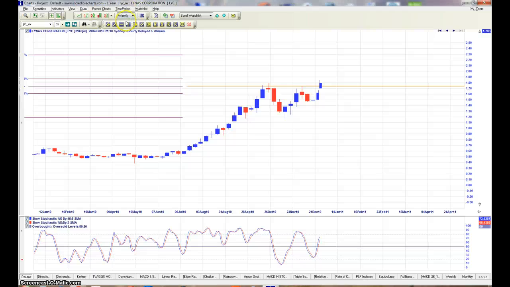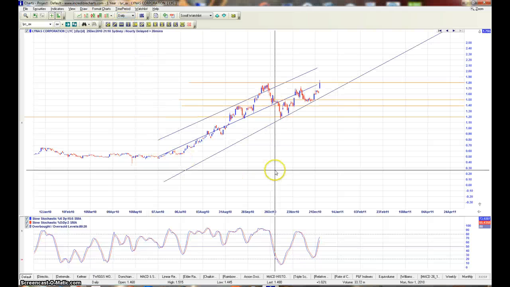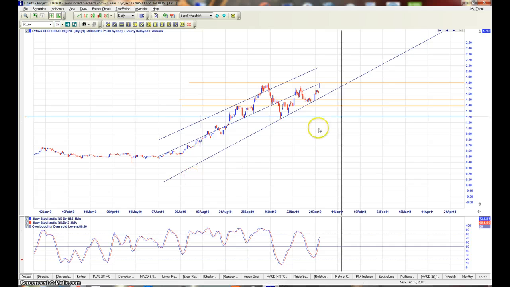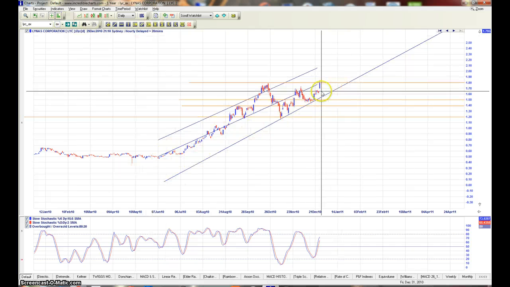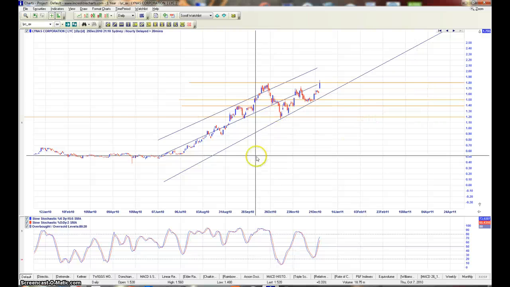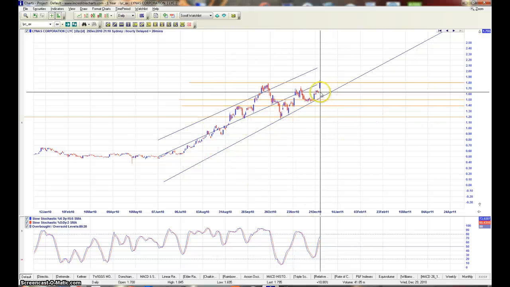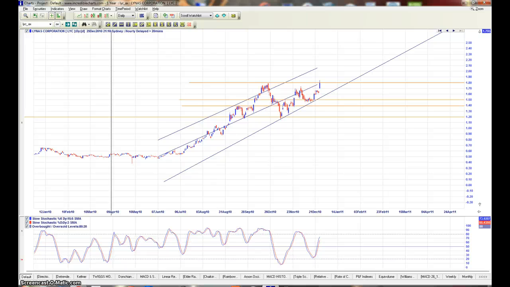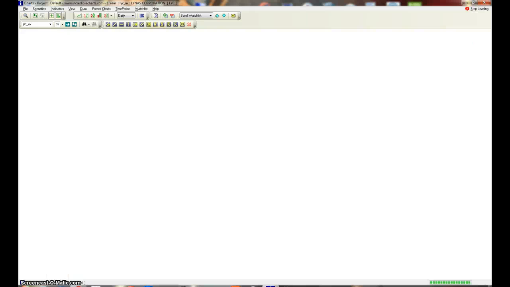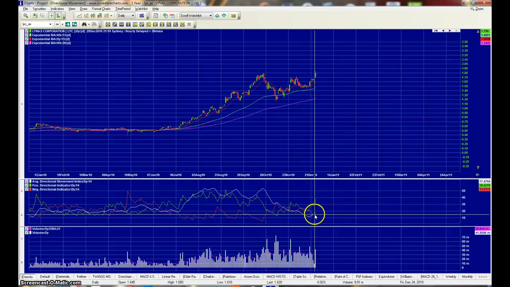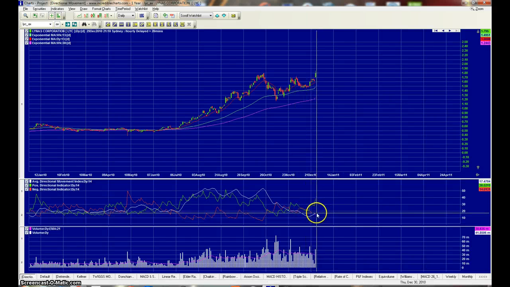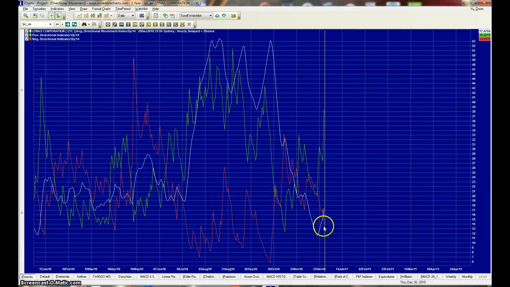LYC, hang on, I've stuffed up my chart. There we go. Now I like LYC because I've charted it before, so obviously I did like it before. Why has that come up on the radar? Well, it's come up on the radar there. I usually like to see this, and I'll zoom in on that directional movement.